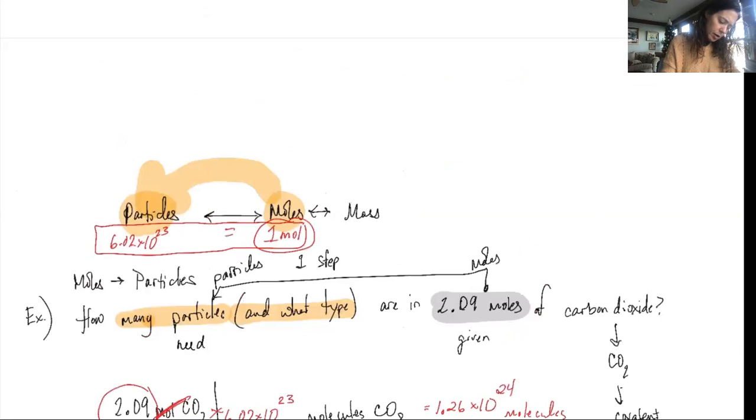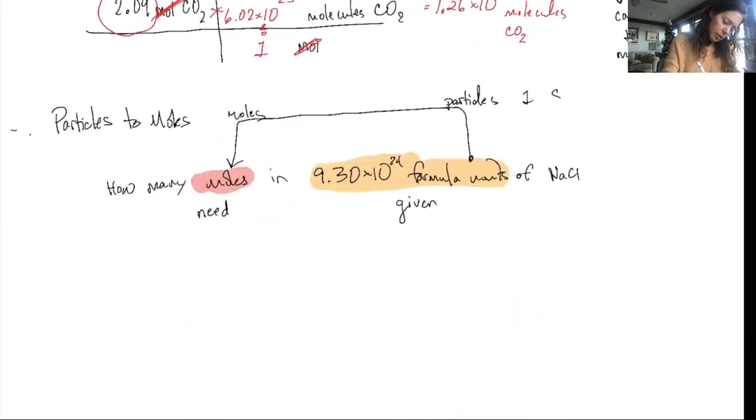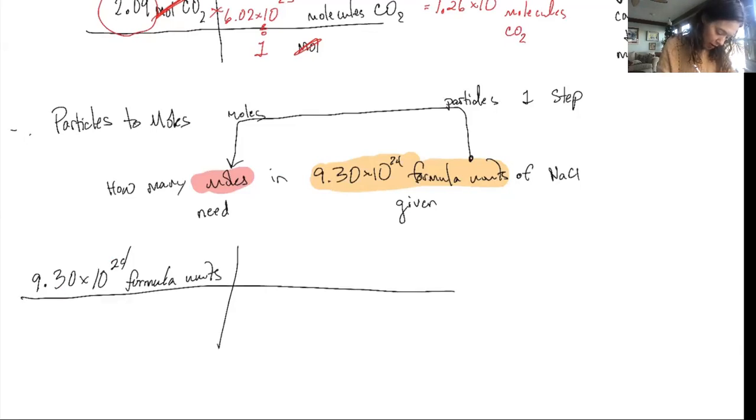If I look at my roadmap, I can go from particles to moles in one step by using Avogadro's number and one mole. All right, so this is one step. Start with what you have, 9.30 times 10 to the 24th formula units. Sometimes I tell my kids that they can write FUs. Put the unit that you have on the bottom. Put the unit that you need on the top. Put a one next to the mole. How many formula units are in a mole all day long?